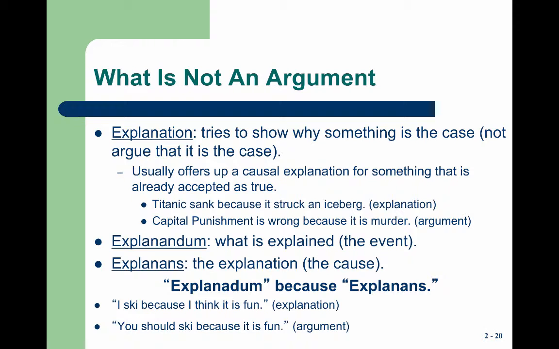The next example here, capital punishment is wrong because it is murder. Now that is an argument because you're using the premise of it is murder to prove that capital punishment is wrong. So that is an argument. Now when it's an explanation, you've got two parts. The explanandum, what is explained, the thing that you're explaining, and the explanans, the explanation or the cause. So it's explanandum because explanans.